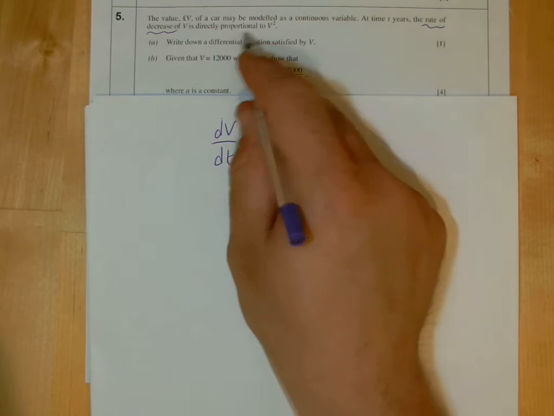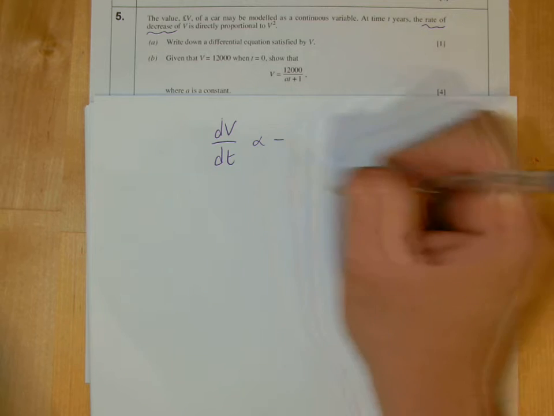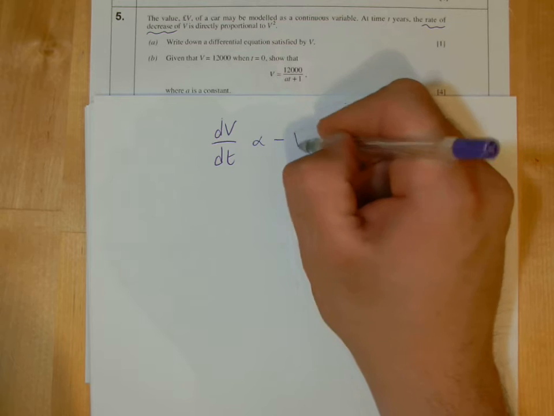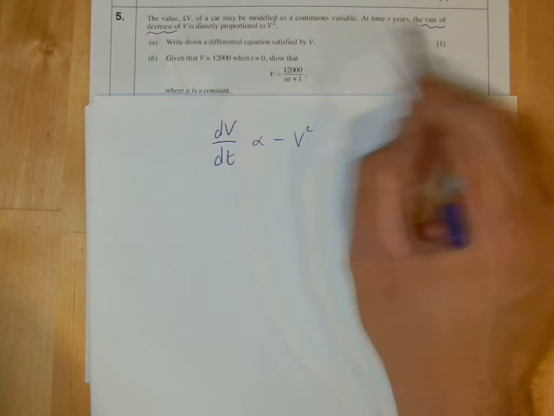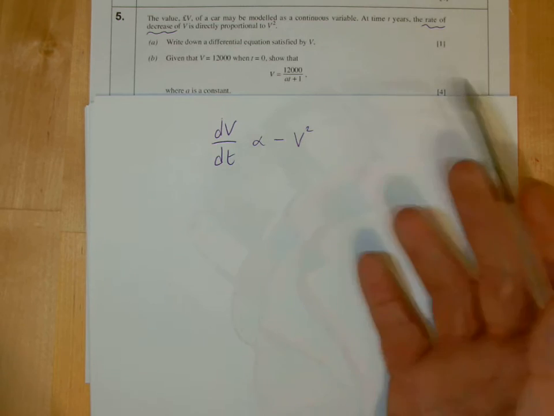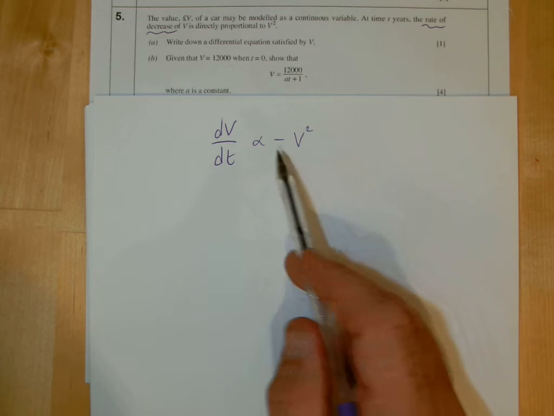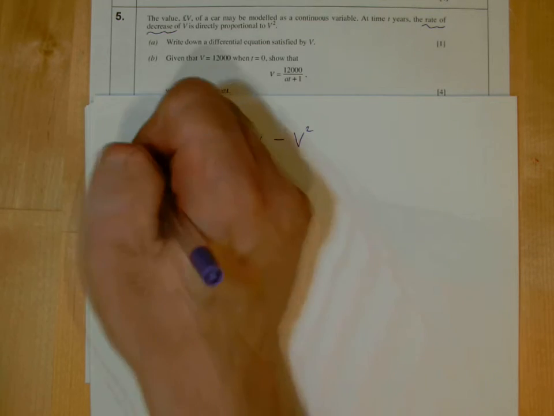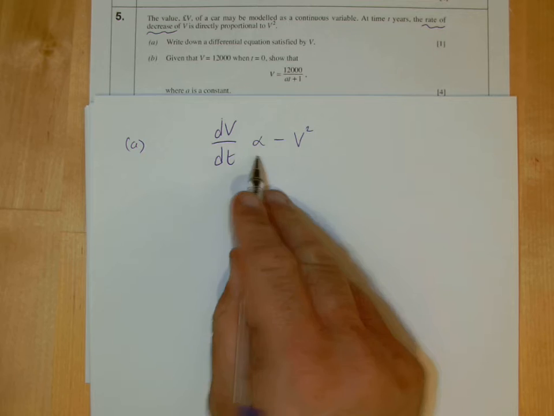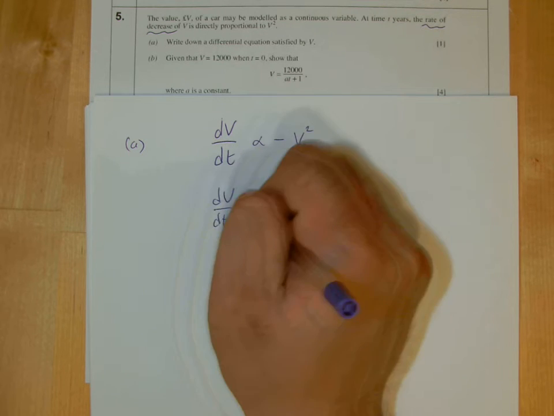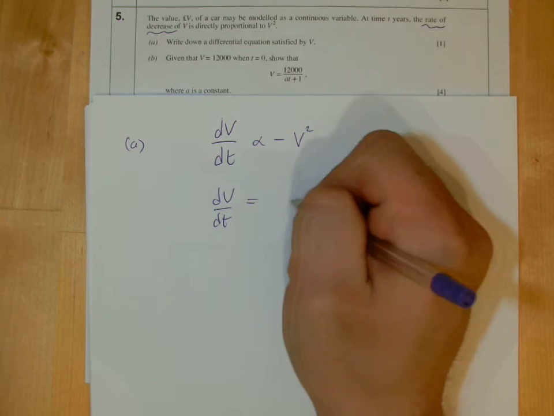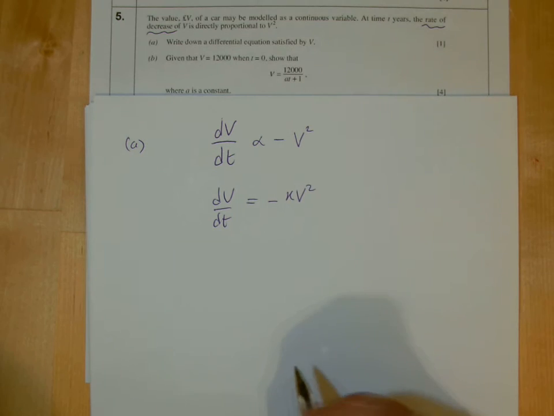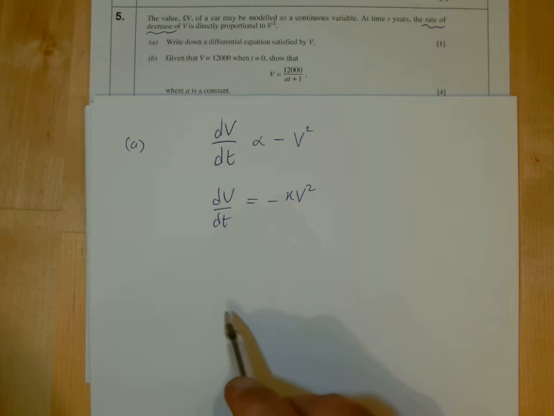So when I put the proportional thing in here, I need to put a minus in, because it's directly proportional to v squared, but because it's decreasing, because the rate of decrease is a negative gradient. So make sure you put a minus there, all right? It's important. Then, to get our differential equation, we need an equals here, and just like before, you introduce a constant of proportionality, k. So we have minus k v squared, with a minus there, so important.